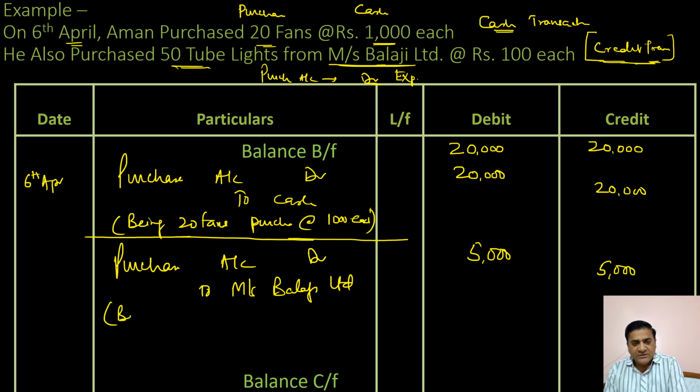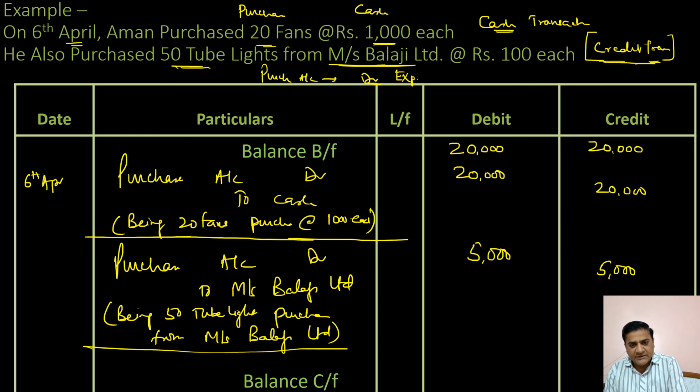I would say being 50 tube lights purchased from Messrs. Balaji Limited, and I would draw a line stating that this transaction is complete. Now what I am supposed to do is I need to make a total of this. How much is the total for this?